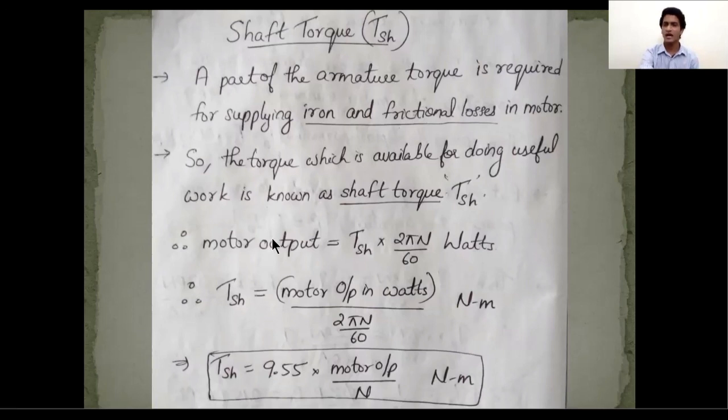And what will be the motor output? As we know, output power will be equal to torque into omega, here shaft torque into omega. Omega is 2 pi N by 60, where N is the rotation of my DC motor in RPM. So shaft torque can be written as TSH equals motor output in watts divided by 2 pi N by 60. The unit is Newton meter, and TSH equals 9.55 into motor output by N, written in Newton meter.